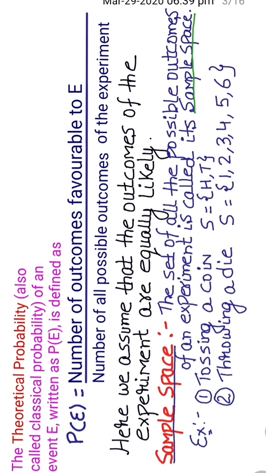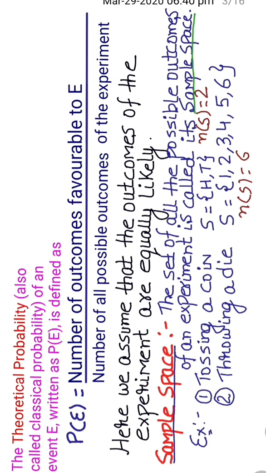Now, sample space. Sample space is the set of all possible outcomes of an experiment. Suppose, take an example. On tossing a coin, there are two possible outcomes, head and tail. So total number of possible outcomes is 2. Now throwing a die, here total number of possible outcomes is 6. That is, the die can show 1, 2, 3, 4, 5 or 6.